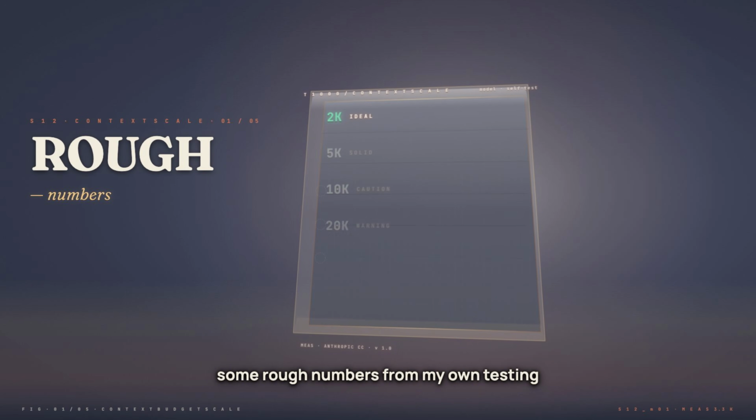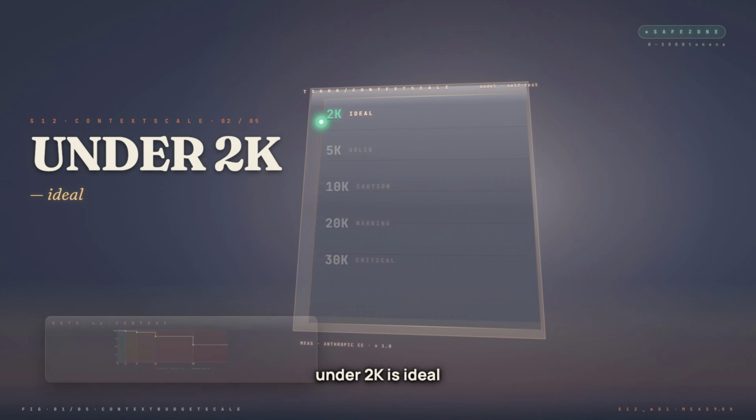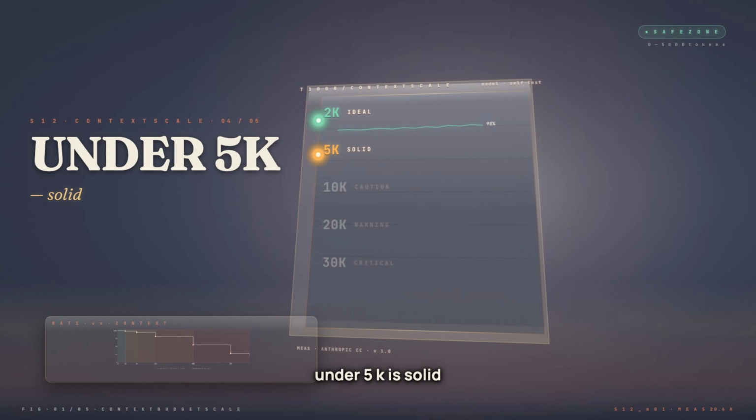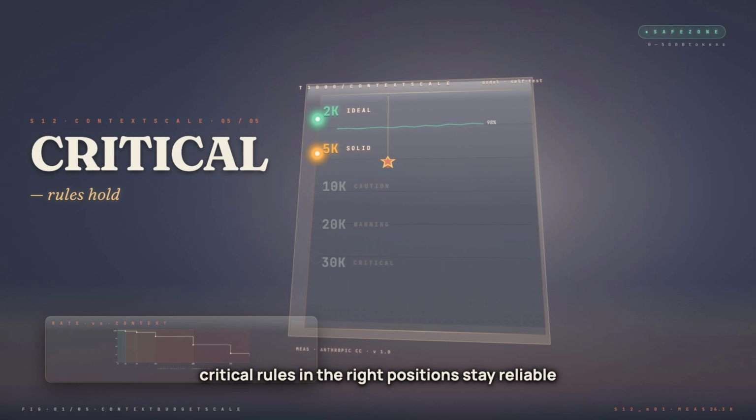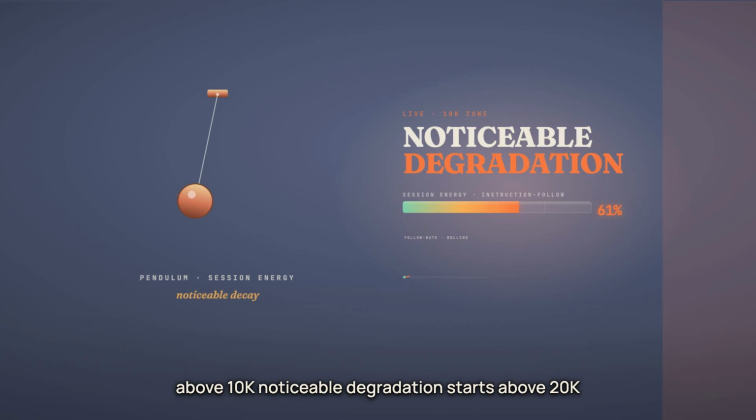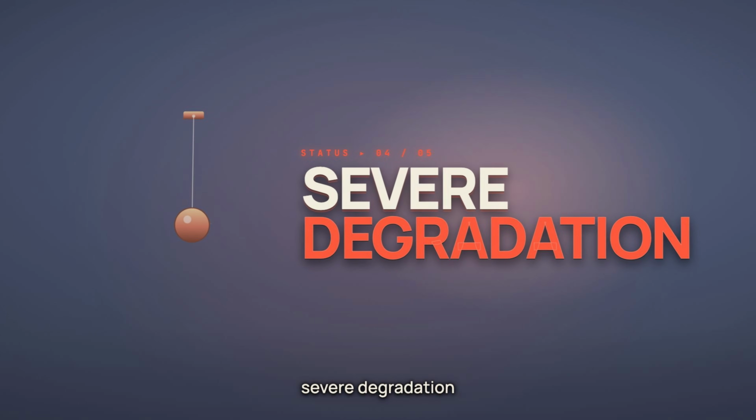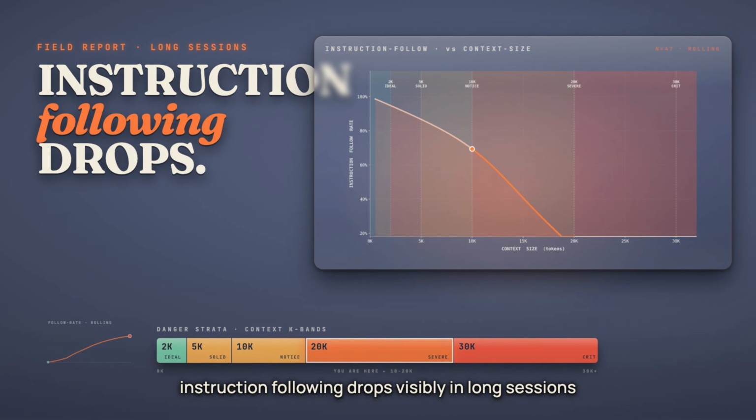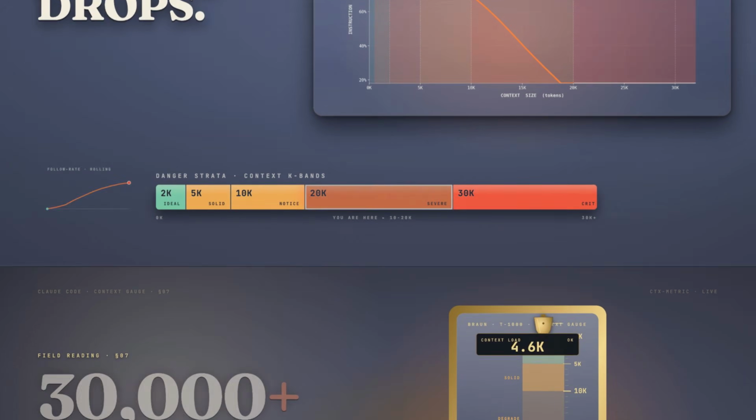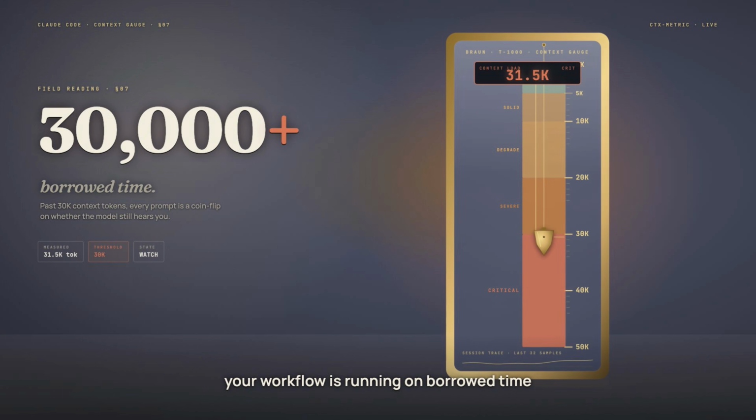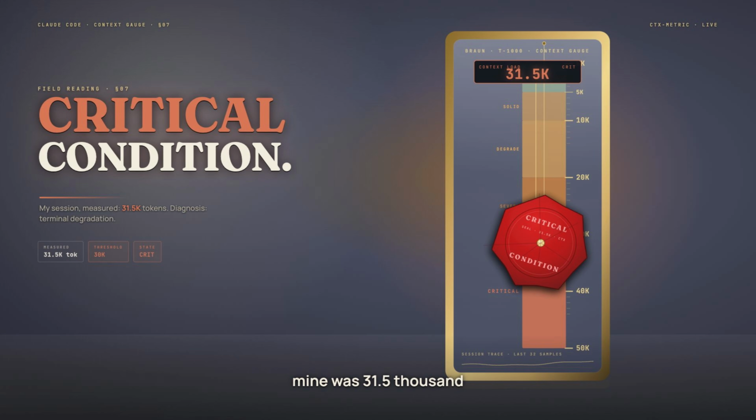Some rough numbers from my own testing. Under 2K is ideal. Almost everything gets followed. Under 5K is solid. Critical rules in the right positions stay reliable. Above 10K, noticeable degradation starts. Above 20K, severe degradation. Instruction following drops visibly in long sessions. Above 30,000, your workflow is running on borrowed time. Mine was 31.5 thousand. Critical condition.